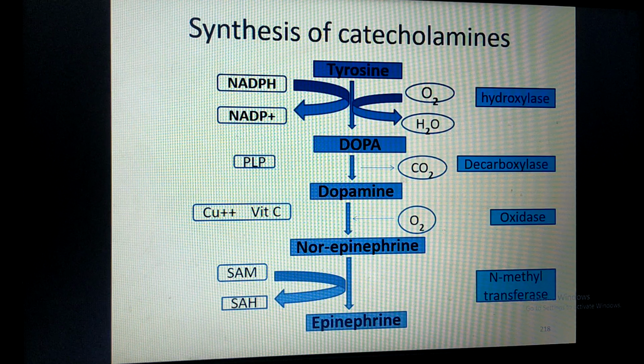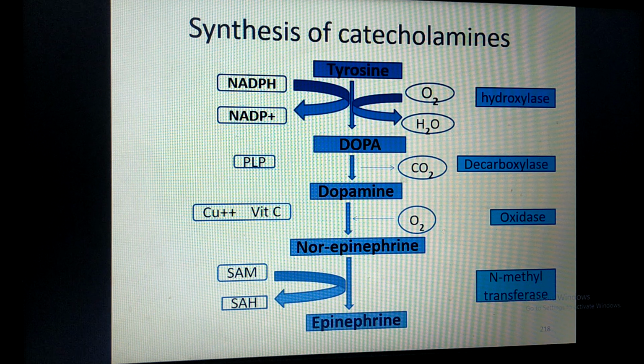Here the enzyme is decarboxylase. Now dopamine is the first neurotransmitter which is synthesized. Now this dopamine undergoes oxidation by combining with oxygen. The enzyme dopamine beta-oxidase forms norepinephrine. Here a coenzyme like vitamin C and a cofactor like copper ions are required for this reaction.